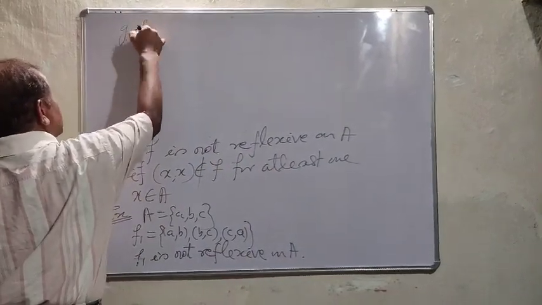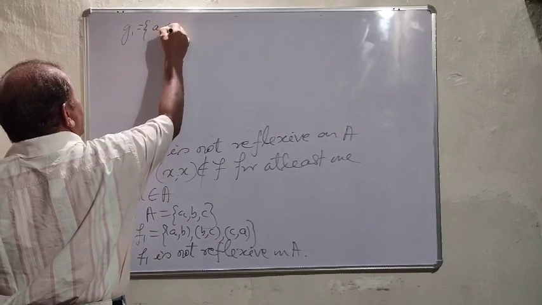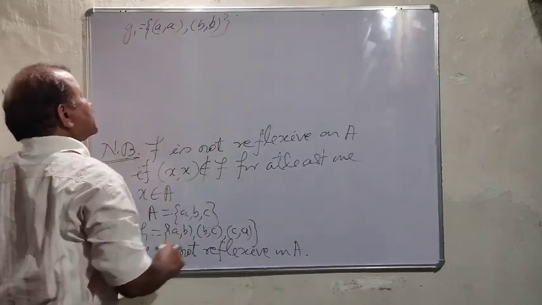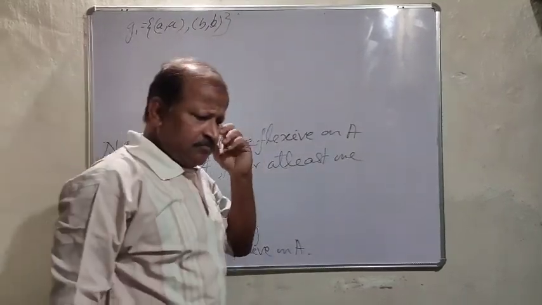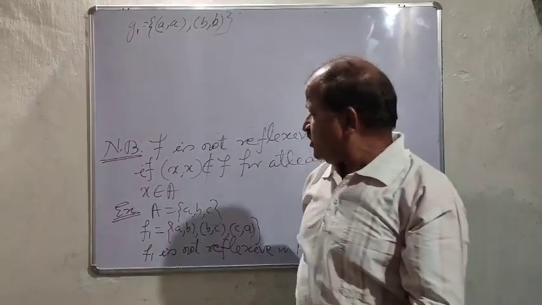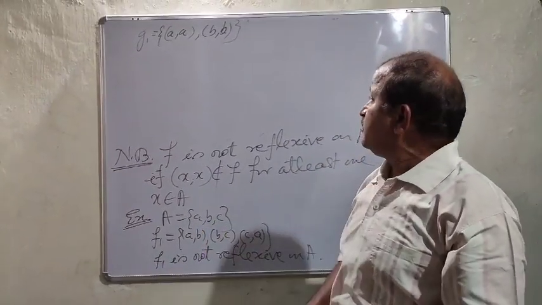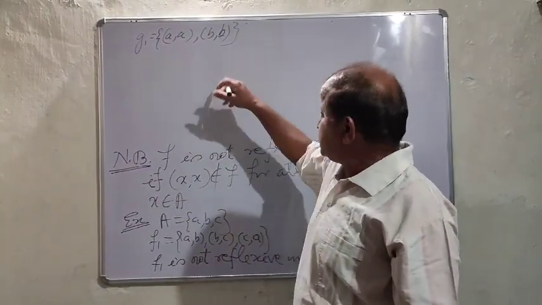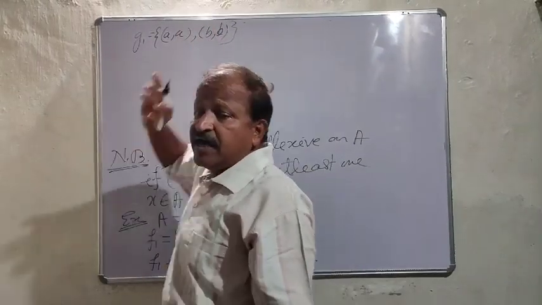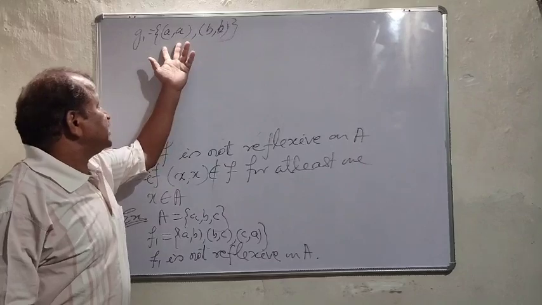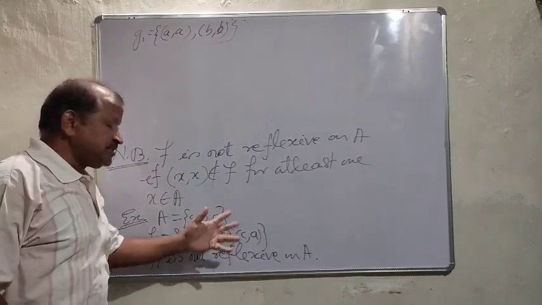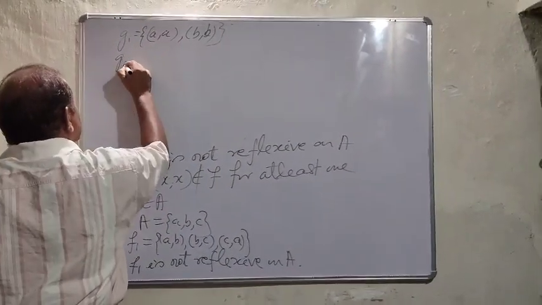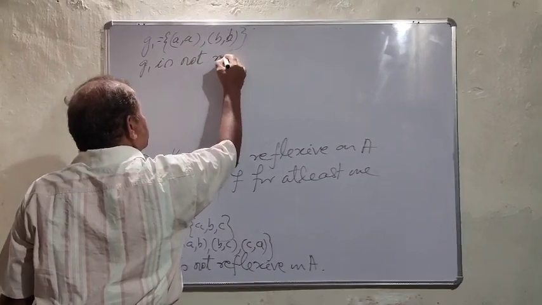Suppose I take another example, G1, with A, B. Is it reflexive on A? No, it is not reflexive on A. Why? Because you see, A is related to A, B is also related to B, but C is not related to C. C is not there. Very clear. A is there, B is there, but C is not there. So G1 is not reflexive on A.